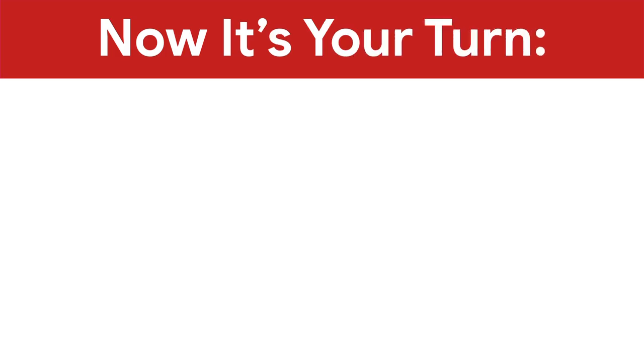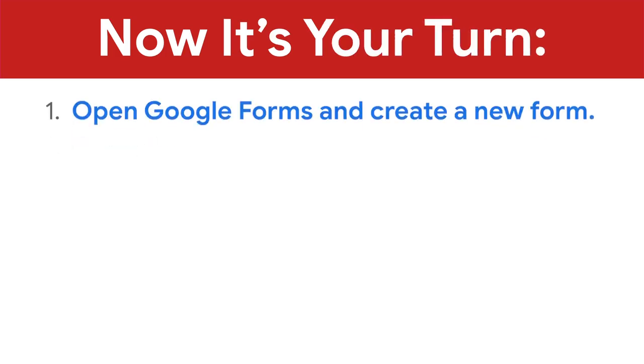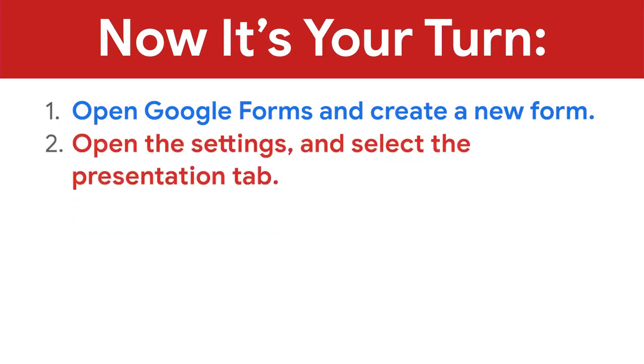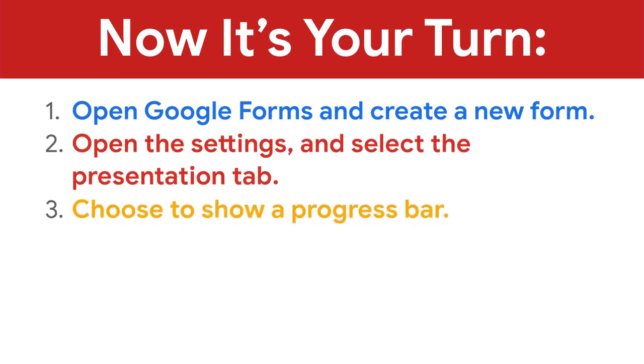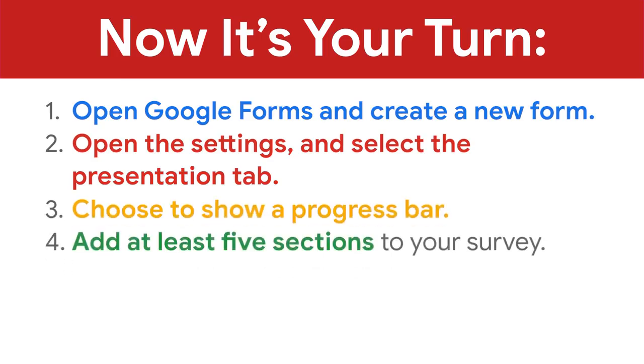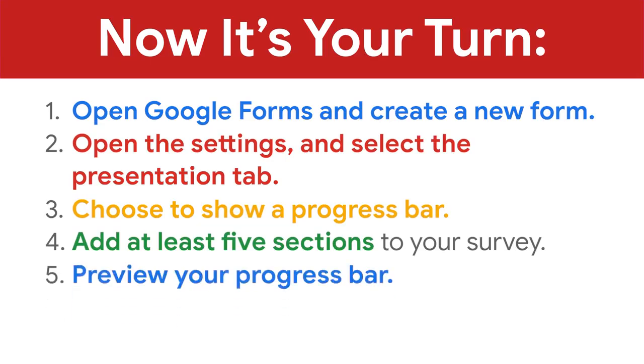Now, it's your turn. Open Google Forms and create a new form. Open the settings and select the Presentation tab. Choose to show a progress bar. Add at least 5 sections to your survey and preview your progress bar.